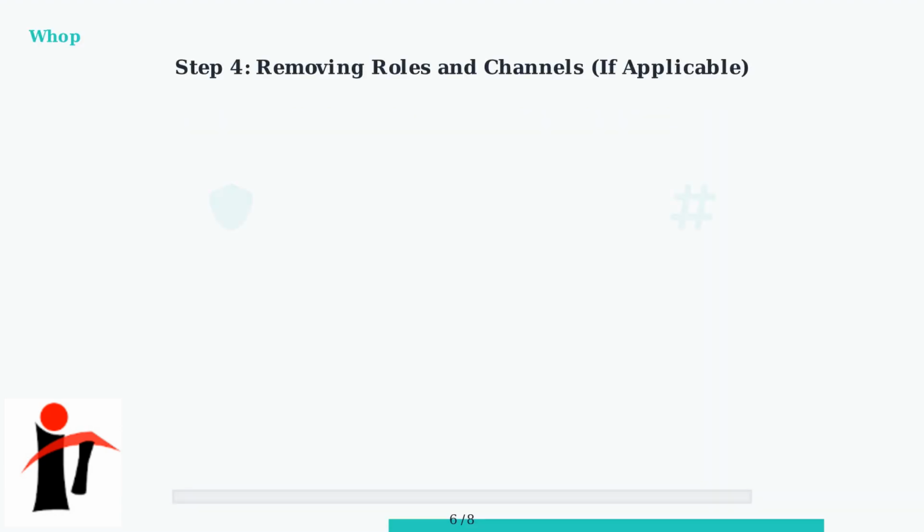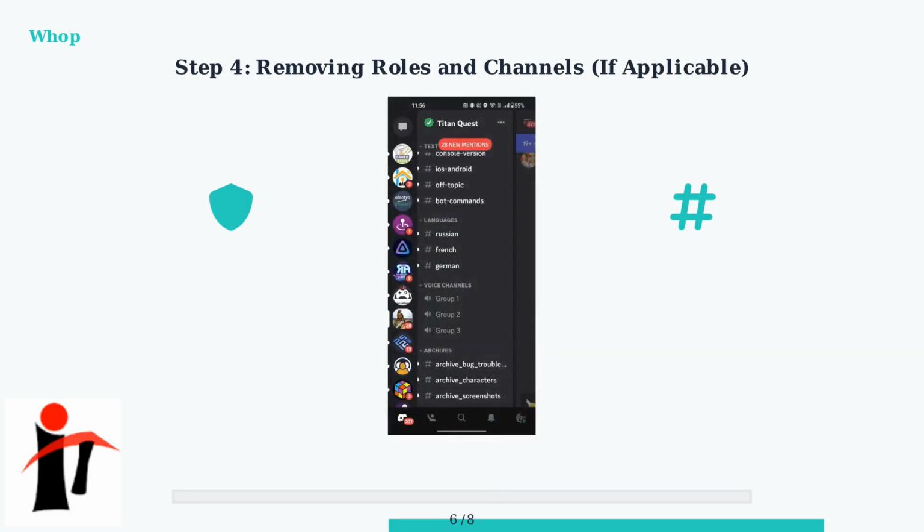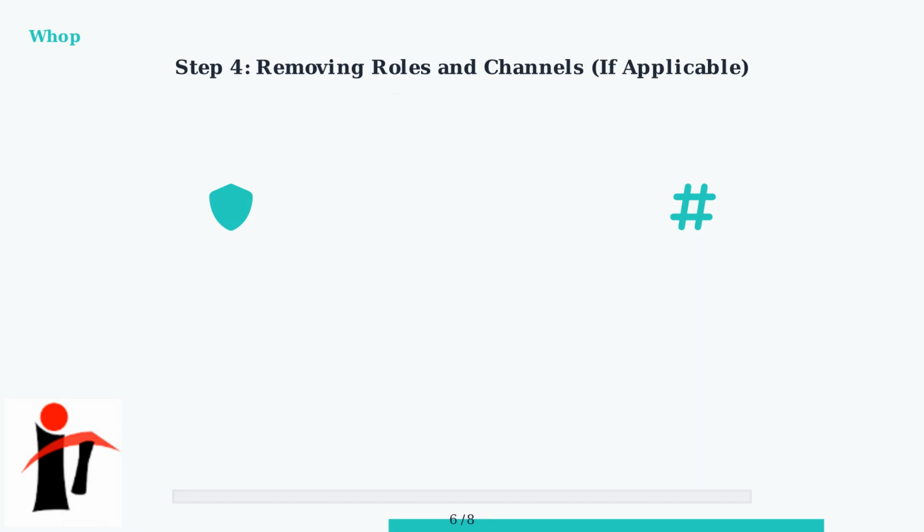Some bots create specific roles or channels within your Discord server to function properly. After revoking the bot's access, it's crucial to remove these associated roles and channels to prevent any leftover permissions or unwanted functionalities from affecting your community. First, access your Discord server settings. Click on your server name at the top left, then select Server Settings from the drop-down menu.